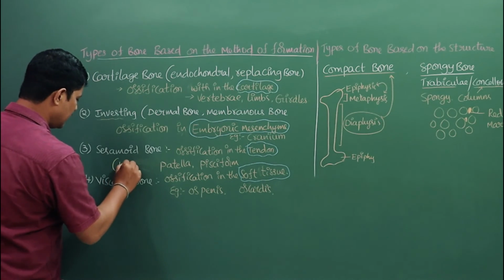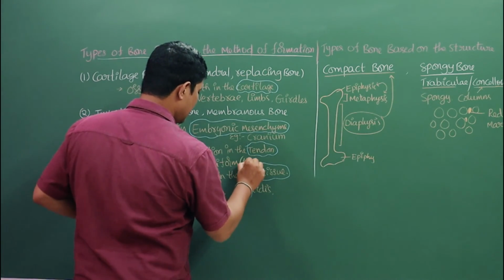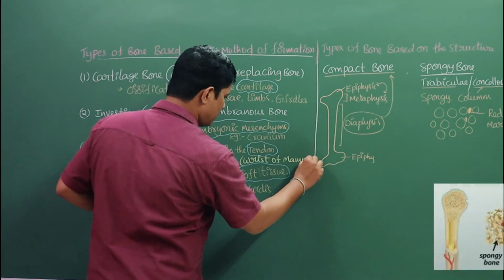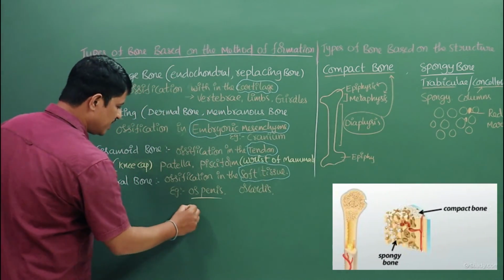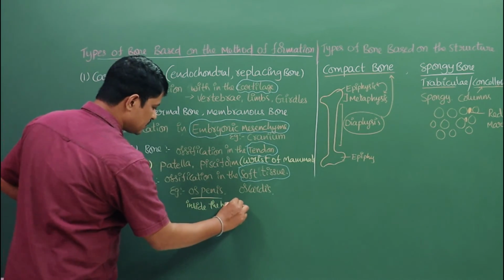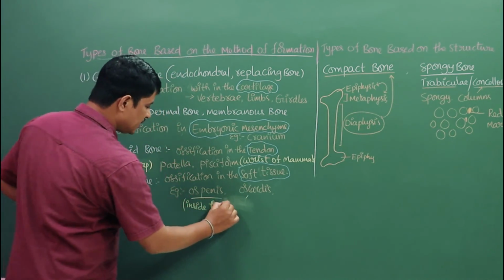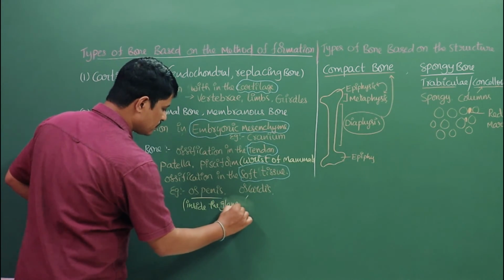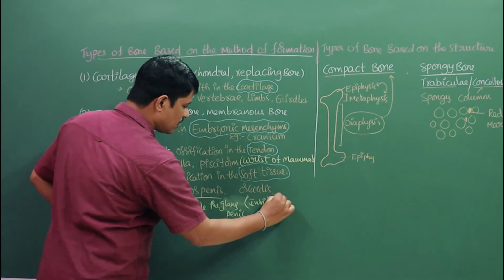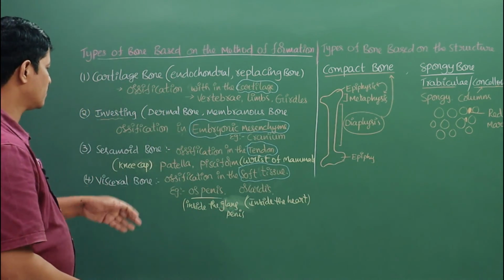The patella is the kneecap, and the pisiform is present in the wrist of mammals. The os cordis is present inside the heart of many ruminants, and the os penis is present inside the glans penis. These are the examples.